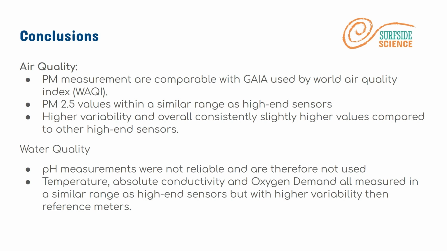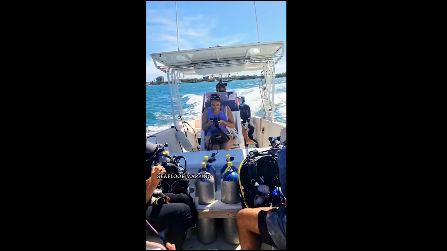Conclusions. For the air quality, the PM measurements are comparable with the Gaia used by the World Air Quality Index, and the PM 2.5 values are within a similar range as other high-end sensors. High variability and overall consistency, with slightly higher values compared to the other high-end sensors. And for the water quality, pH measurements were not reliable and are therefore not used, but the temperature, conductivity, and oxygen demand are all measured in a similar range as high-end sensors, but with higher variability than reference meters.